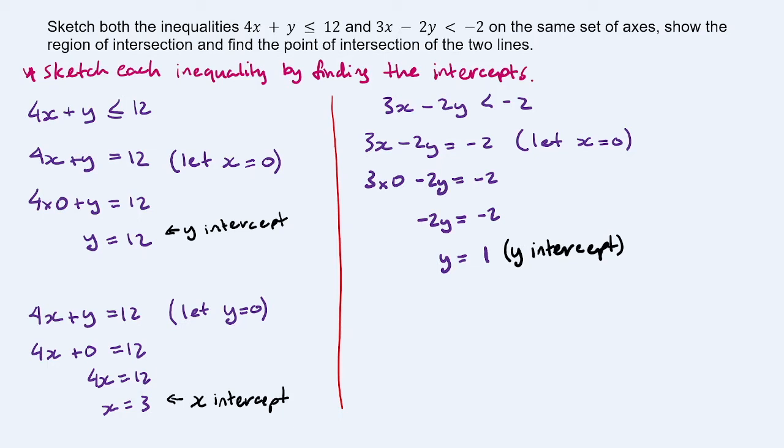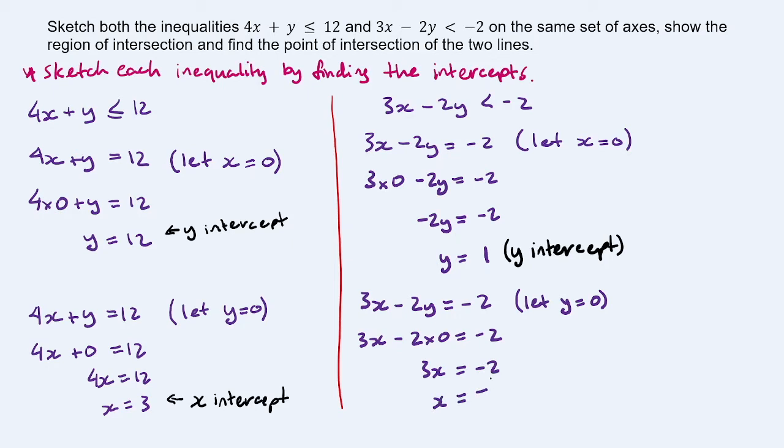Let's do the next one. Same process as before, only this time I'm going to have y equals 0. So now it's minus 2/3 is our x-intercept. And now we need to take that information and pop it on a graph.